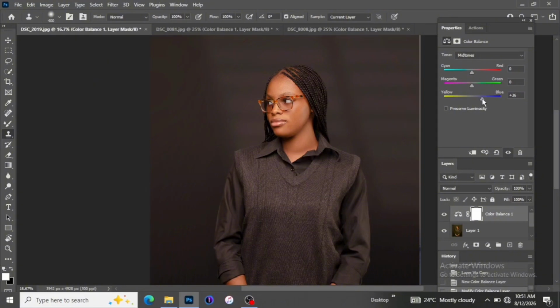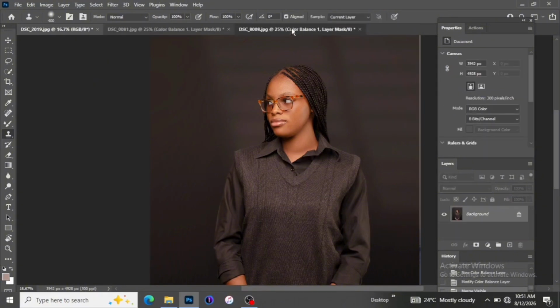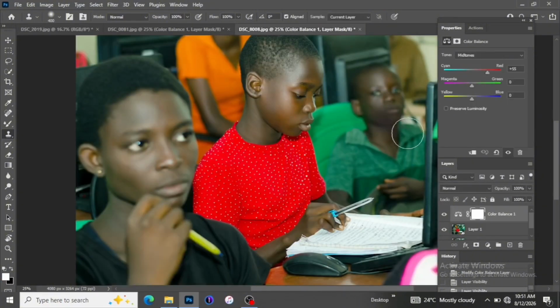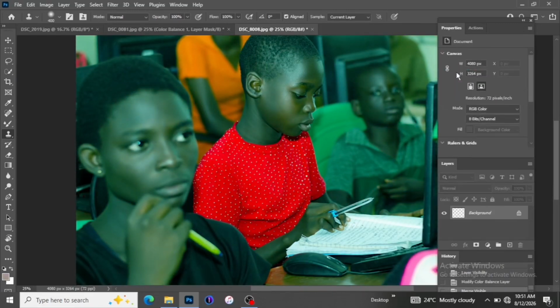Okay, let us leave this picture. Let us go to this picture, for example. Now, let's assume that this is how this picture is shot. Looking at this picture, what color is dominant in this picture? I'm going to leave that answer to you now. Of course, I know you will answer me that the color that is dominant in this picture is cyan.